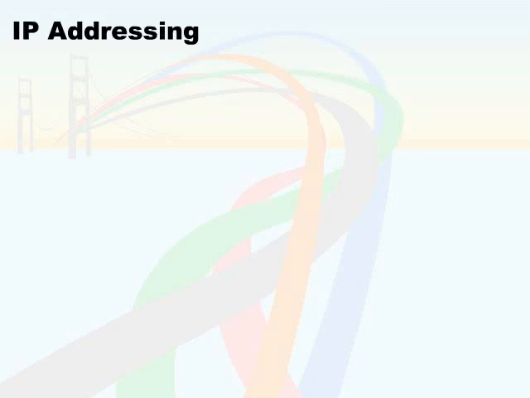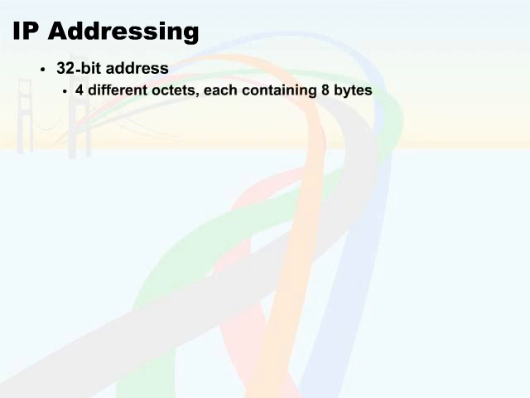So let's start with simple IP addressing. We already know that an IP address is a 32-bit address which contains 4 different octets, each of which being 8 bits. You're probably quite used to dealing with IP addresses, but I would like to reiterate a couple of things that we must know.